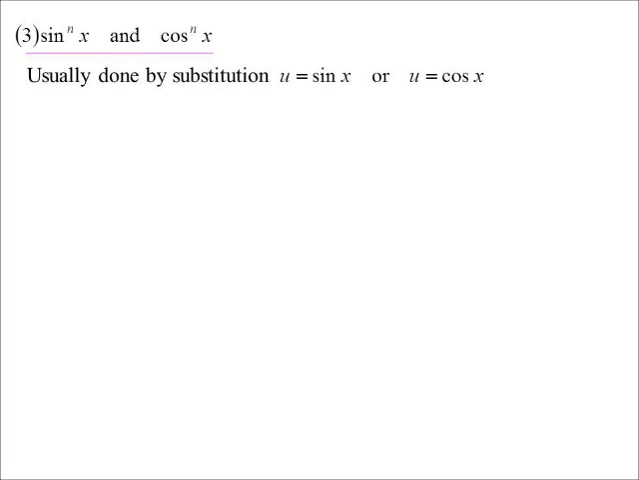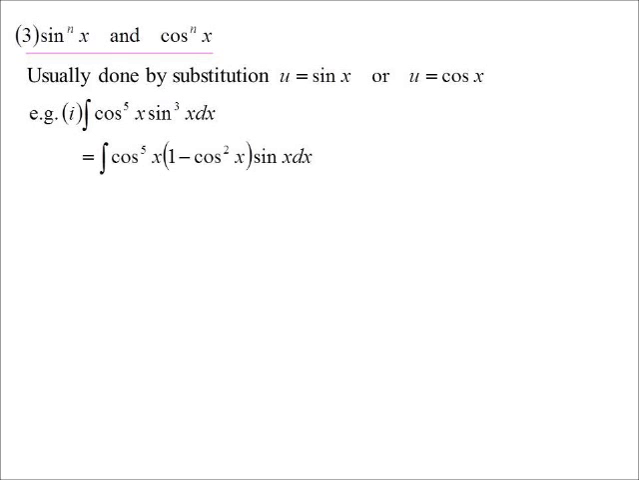Most of the time we'll end up with just a simple substitution: u equals sine x or u equals cos x. So here's one where both the powers are odd. Now if they're both odd, then I can pull out either a sine x or a cos x, which will then make that even. So I've pulled out the sine. I always tend to pull out the lower power. So I'll pull out the lower one, pull out the sine. The sine cubed becomes sine squared times sine.